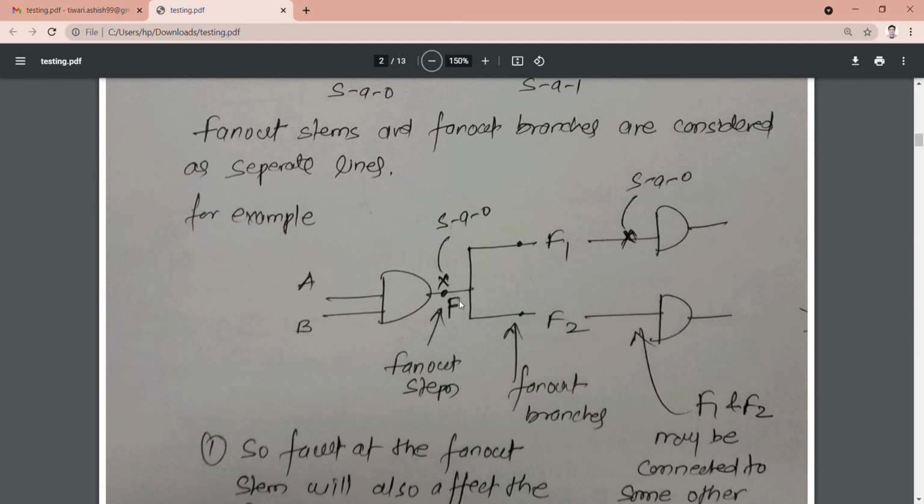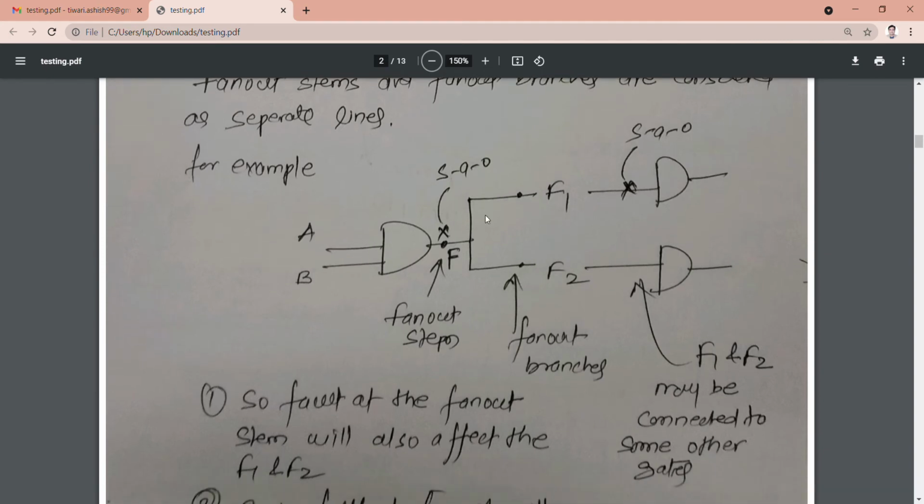Suppose there is a fault here known as a stuck at zero fault. Because this fault is here over the fan out stem, it will definitely affect the logic of F1 and F2. Suppose this F1 is connected to some other AND gate, and F2 is also connected to some other AND gate. If there is an SA0, or stuck at 0, fault at this line, then the fault over here will not affect this line as well as this line also.